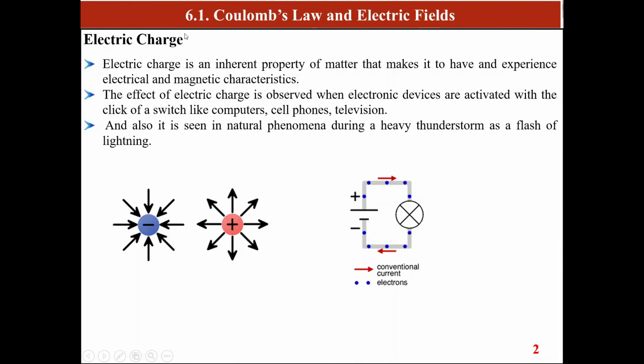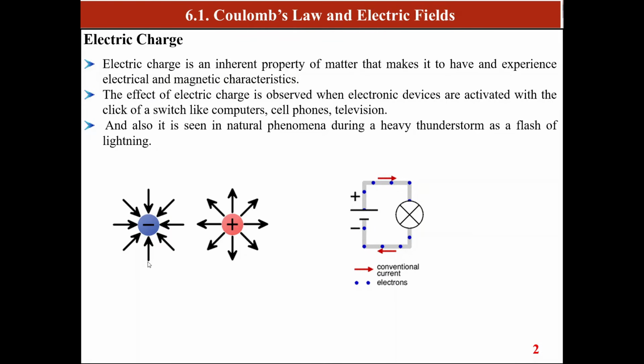We start from electric charge. Electric charge is an inherent property of matter that makes it experience electrical and magnetic interaction. The effect of electric charge is observed when electronic devices are activated with a click of a switch, like computers, cell phones, television. All of these operate because of the presence of charge. It is also seen in natural phenomena, during a heavy thunderstorm, as a flash of lightning.